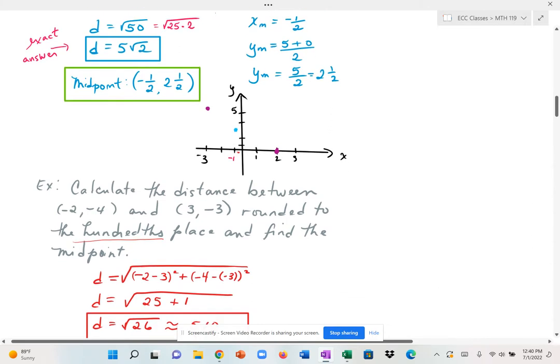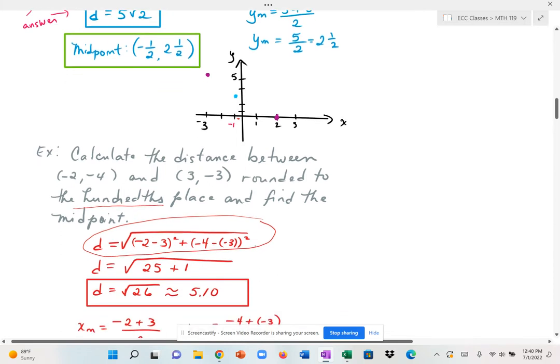So again, I'm plugging it into the formula. So it's the square root of the difference in the 2 x coordinates, so that's -2 minus 3 raised to the second power, plus the difference in the 2 y coordinates, so that's -4 minus -3 raised to the second power. When you do that subtraction and square those numbers, you'll get 25 plus 1, which is the square root of 26. Plugging that into a calculator, the square root of 26 rounded to the hundredths place is 5.10. So the distance between these 2 points is 5.1 units. That's how far apart they are.